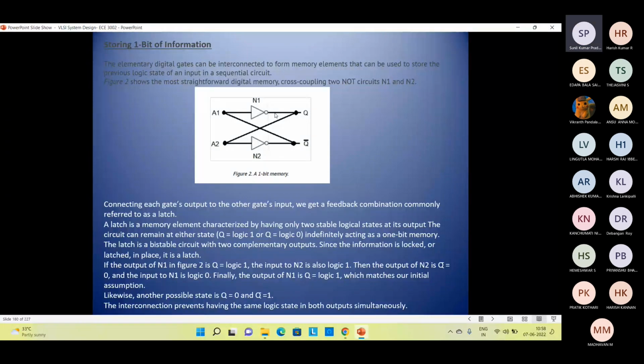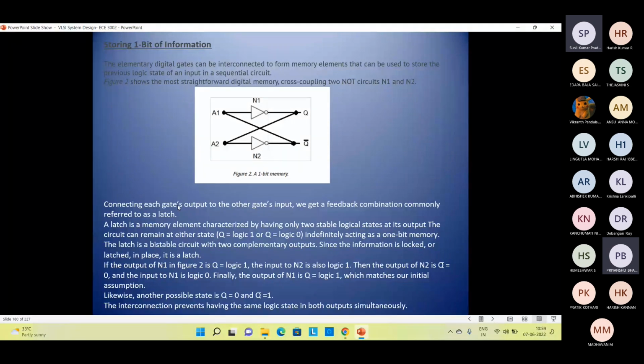Now, this is figure 2 that is shown here. This is the most straightforward, the most lucid way to illustrate digital memory: the cross coupling of two NOT circuits, N1 and N2. Connecting each gate's output to the other gate's input, we get a feedback combination commonly referred to as a latch. This is where the latch concept comes into the picture.